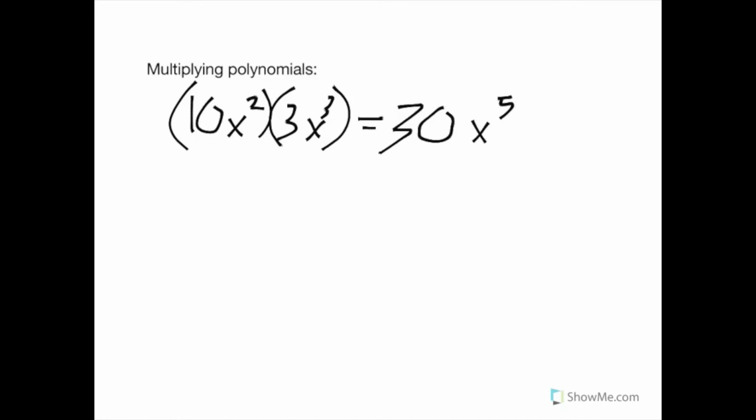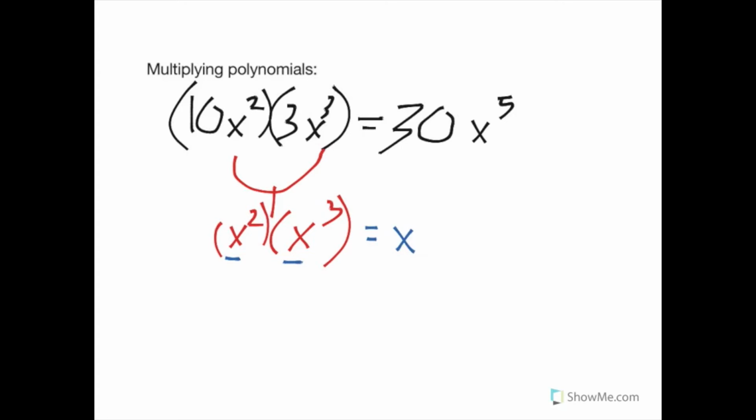Now, let me break that down for you. These two, you have x squared times x cubed. And whenever you multiply a constant base, you simply add the exponents. So you get x to the 2 plus 3. And this is equal to that. There we go. Let's move on to a little bit of a trickier multiplying polynomials.